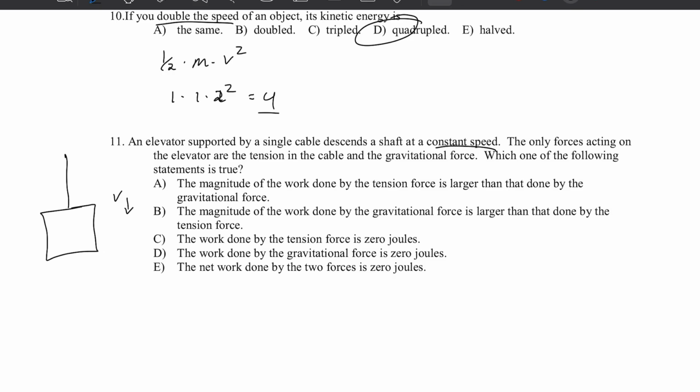The net work by the two forces is 0 joules. E. That's the right answer because the net force is 0. If the net force is 0, that net force times any displacement would be 0. So the net work done by the two forces is 0.